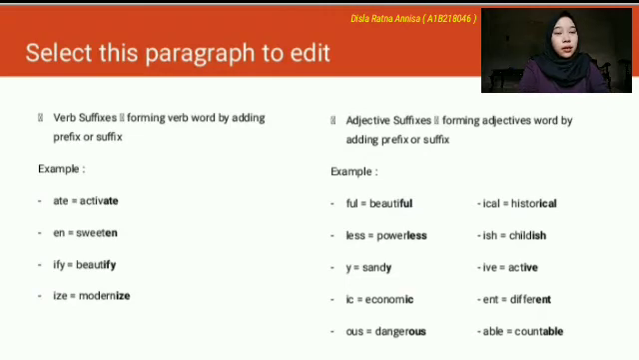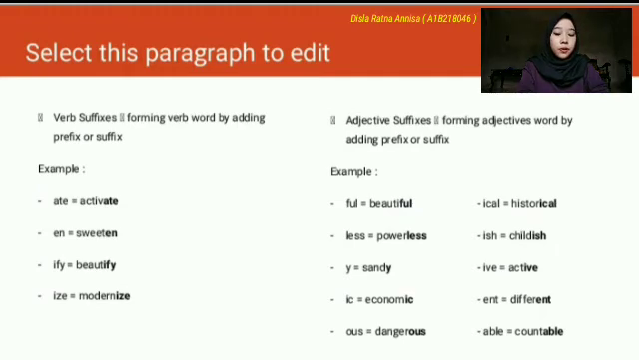So now the last type of derivation is adjective suffix. Adjective suffix is the process of forming an adjective word by adding some suffix or prefix. For example, ful for beautiful, less for powerless, y for sandy, ic for economic, ous for dangerous, al for equal and historical, ish for childish, ive for active, ent for different, able for countable. So those are the examples of types of derivation.